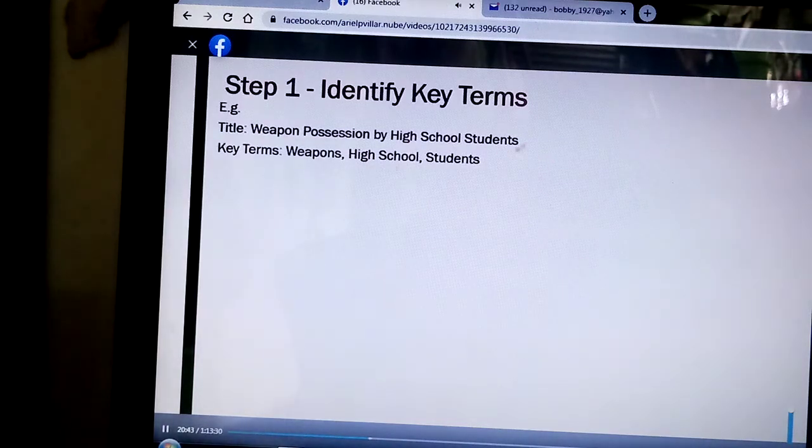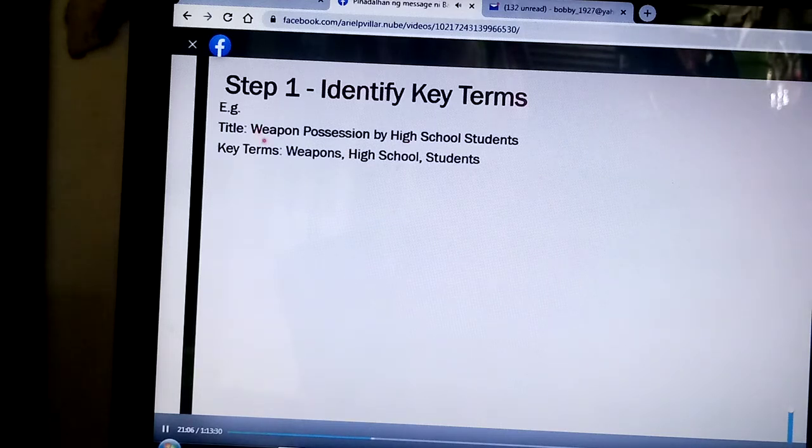So, lagyan nyo ng PDF. Ito, weapon possession by high school students, then dash, lagyan nyo ng PDF, ipapakita ni Google lahat ng mga documents, lahat ng mga sources in document file, portable document file, PDF file, ita-download nyo na lang. Lahat ng mga related doon, ng mga studies, or mga articles, nandun na. So, mas madali na ngayon.